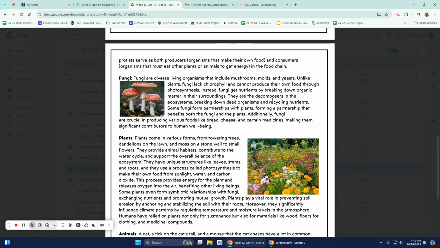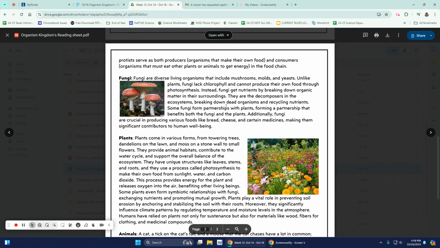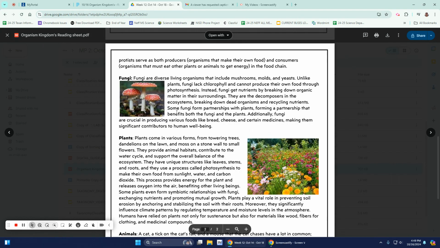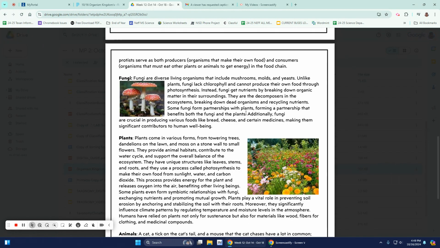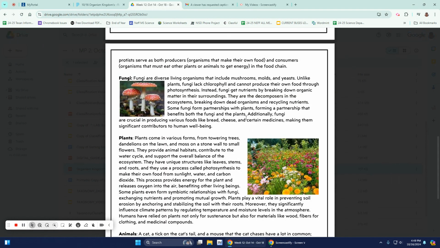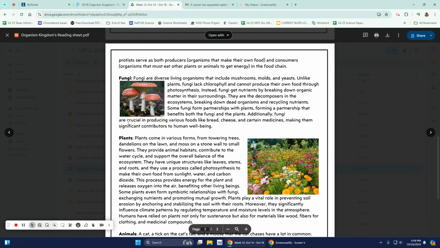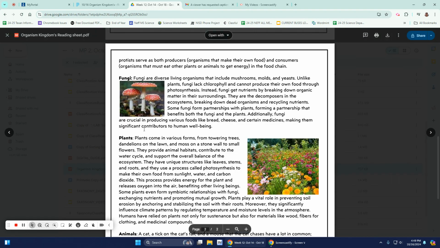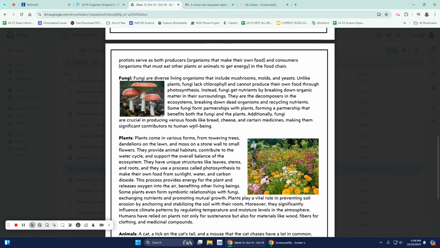They are the decomposers in the ecosystems, breaking down dead organisms and recycling nutrients. Some fungi form partnerships with plants, forming a partnership that benefits both the fungi and the plant. Additionally, fungi are crucial in producing various foods like breads, cheese, and certain medicines, making them significant contributors to human well-being.